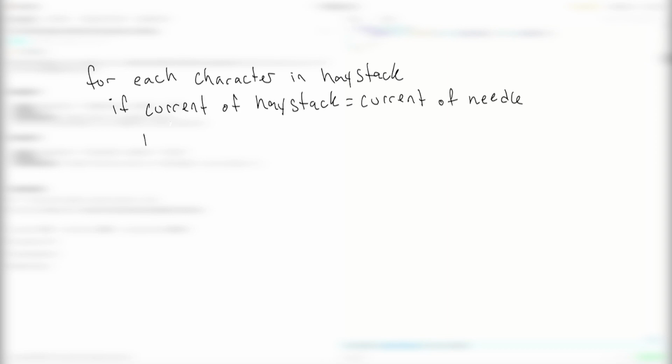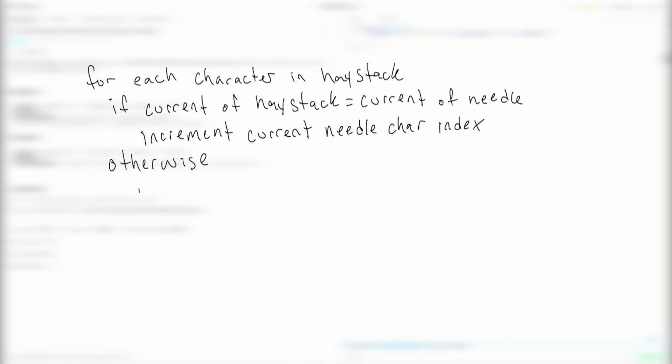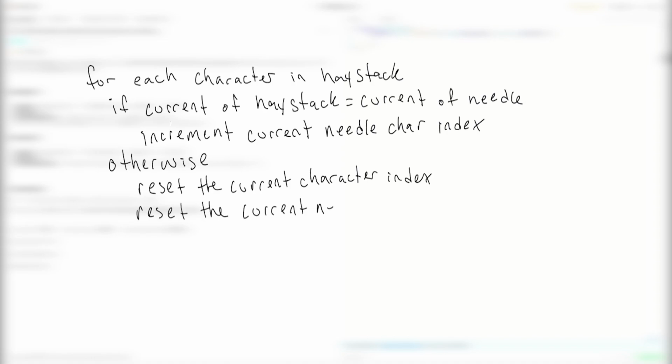What we want to go ahead and say is for each character in the haystack string, we want to say if the current character in haystack is equal to the current character in needle. If this is the case, we want to increment the current needle character index. Otherwise, we want to go ahead and reset that current character index and reset the needle character index as well.